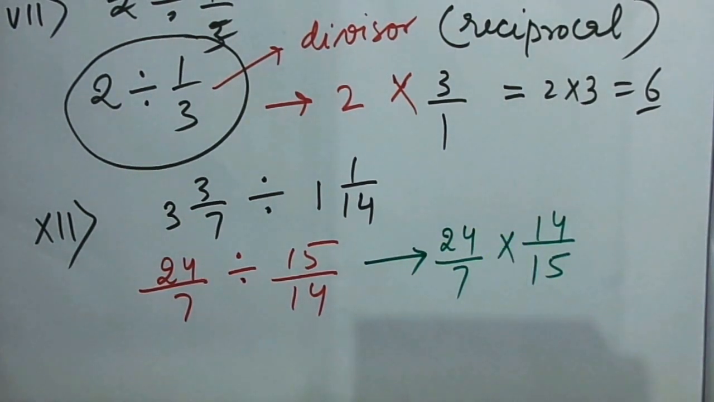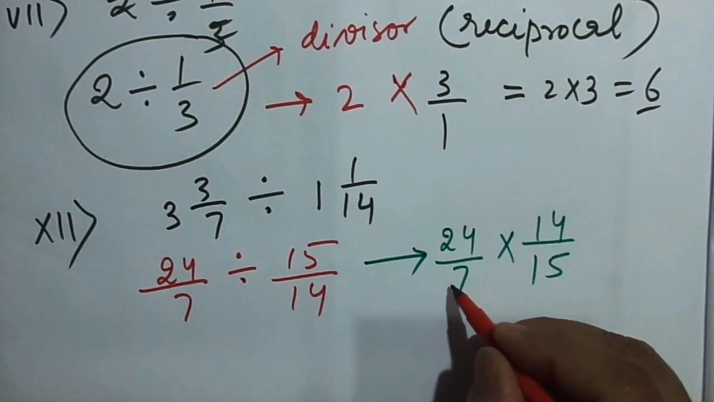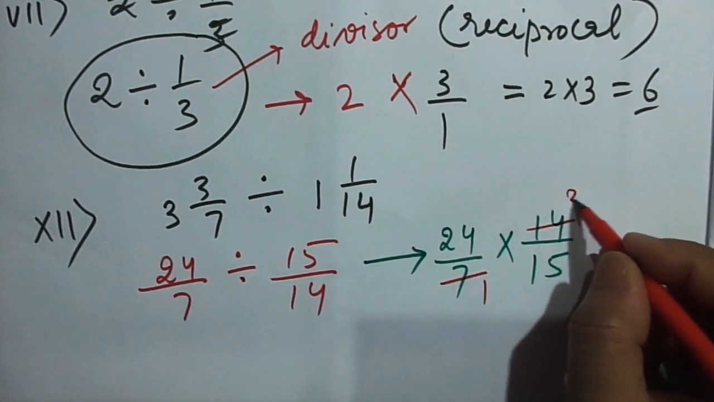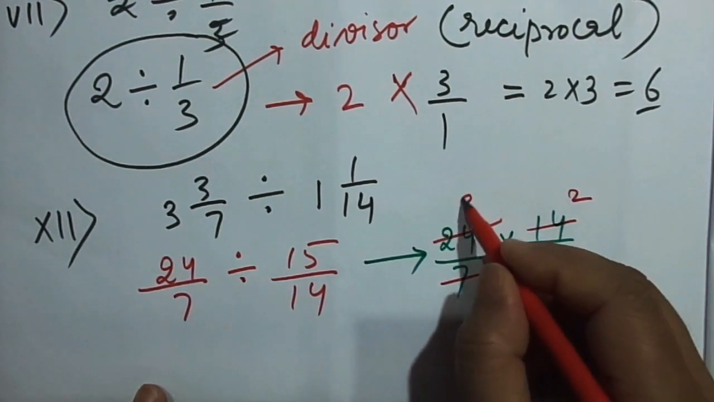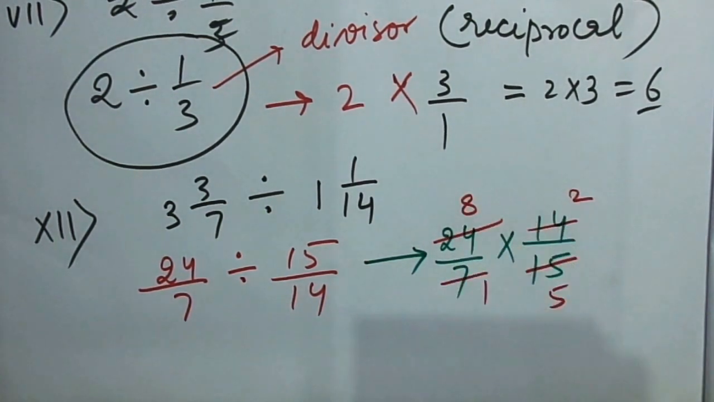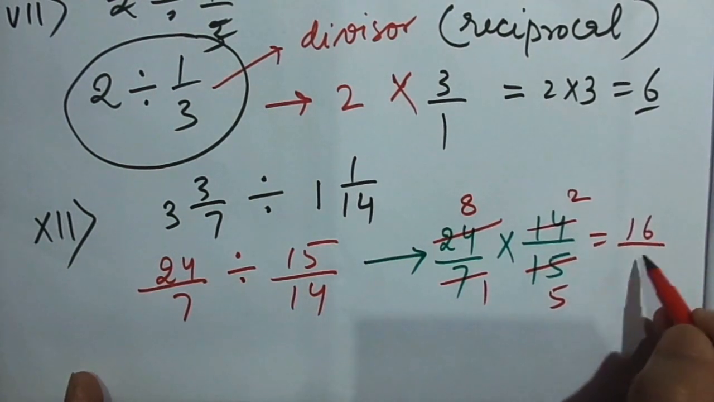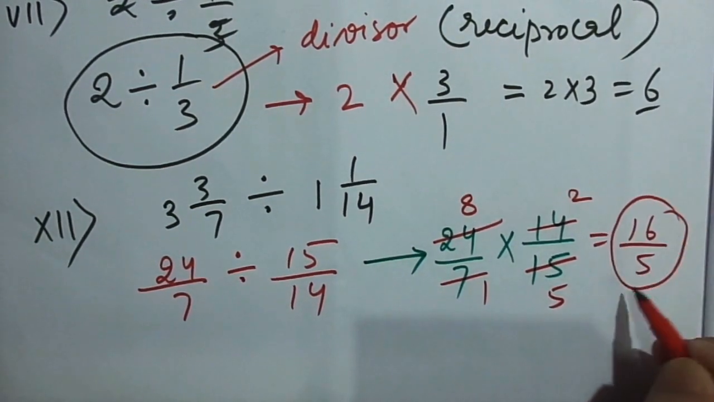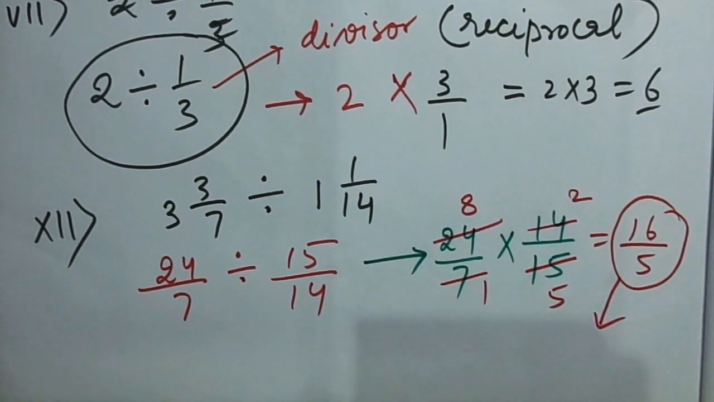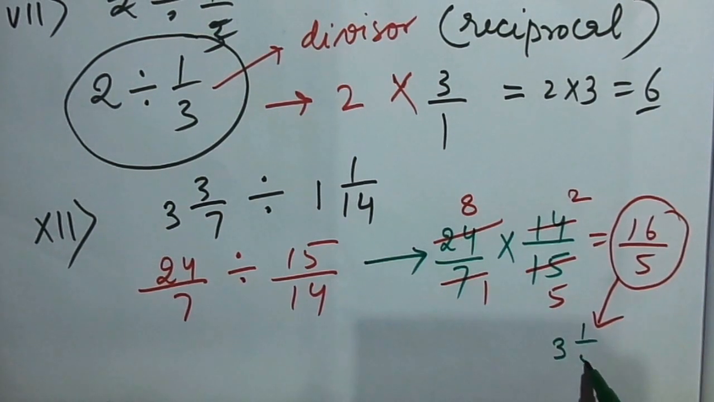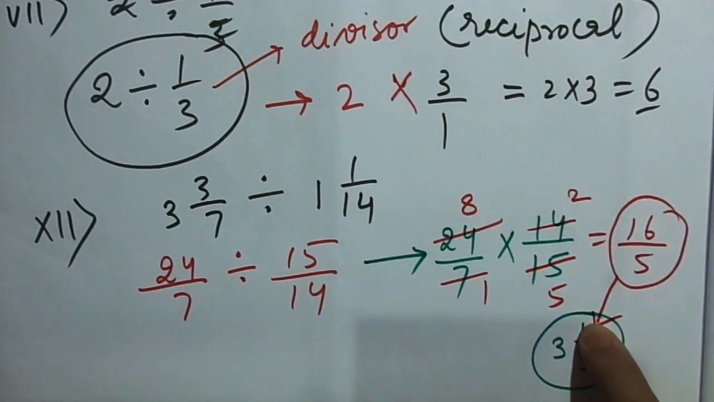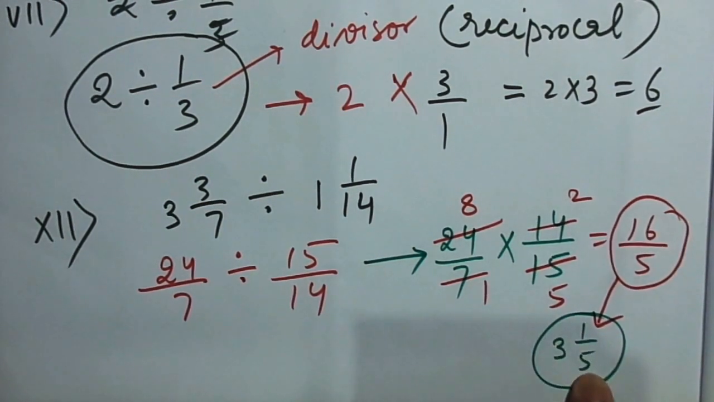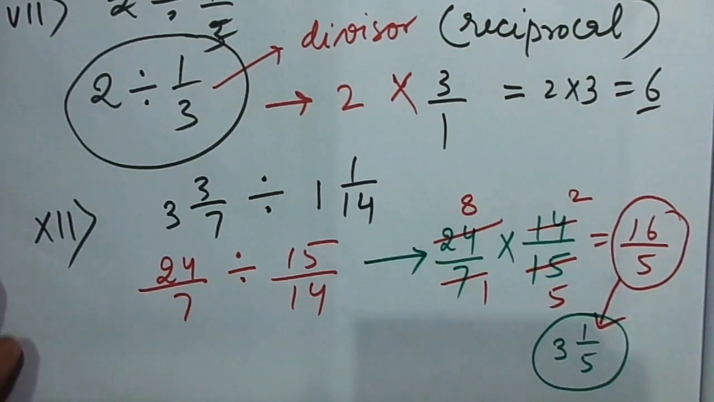Now only you can do cancellation over here. Therefore 7 1 times, 7 2 times 14, while 3 5 times, 8 times. No cancellation, it is equal to 16 by 5. However, please change it into a mixed value, which is equal to 3 1 by 5. 5 3s are 15, 1 is the remainder, therefore 3 1 by 5, quotient remainder by divisor.